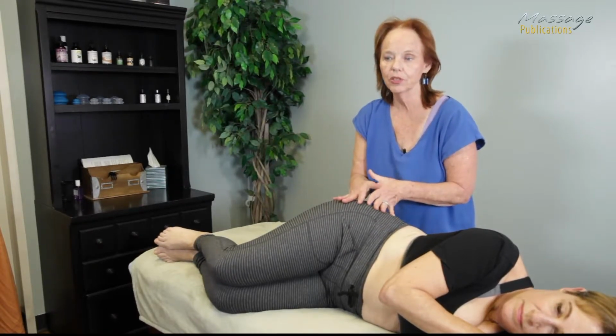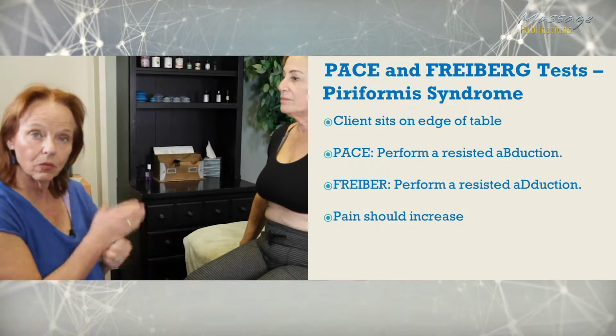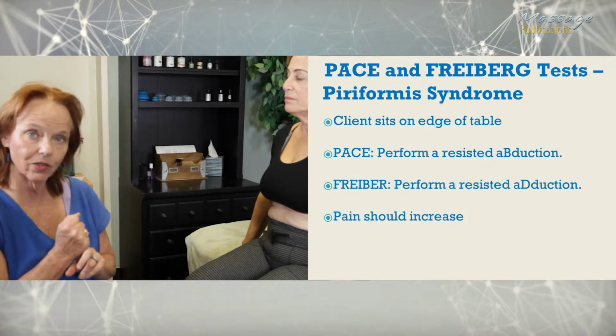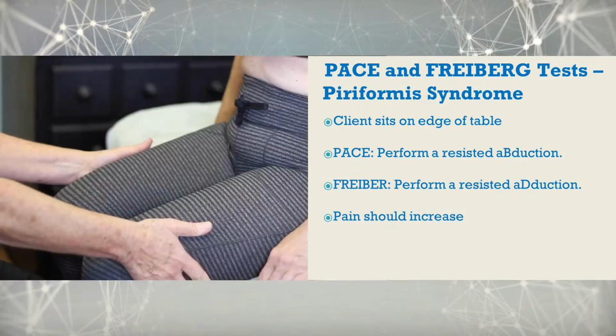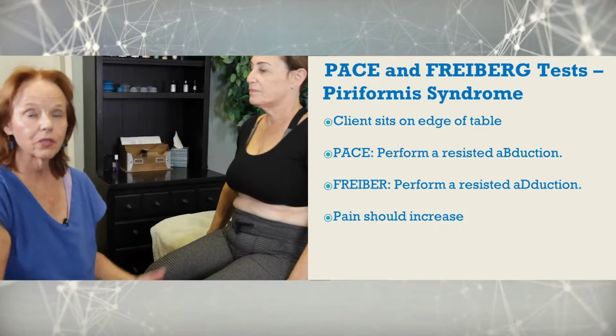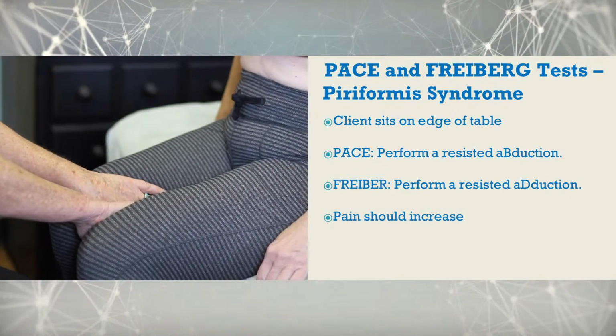We have two more tests that we're going to do that will solidify this indication of piriformis syndrome. I like to use the PACE test and the Freiberg test. So one is resisted abduction, one is resisted adduction. Okay, so this first one is a PACE test. All I'm going to ask the client to do is push, and does that reproduce your symptoms? Yes. And the next one, the Freiberg, is resisted adduction. Go ahead and push. Yes.